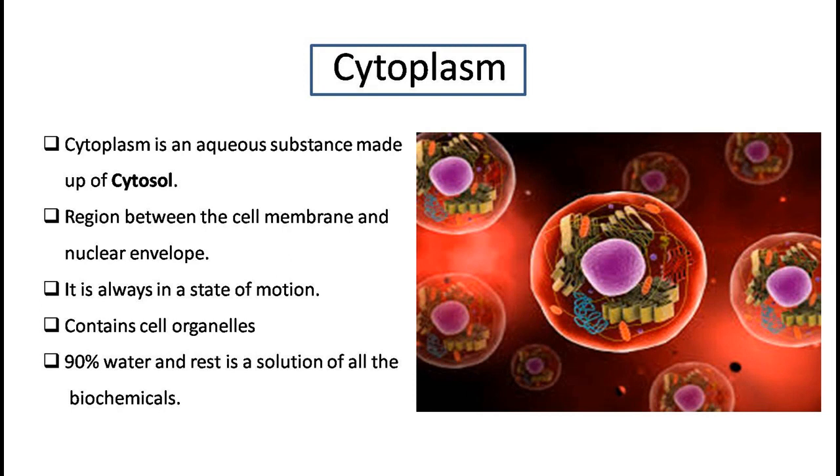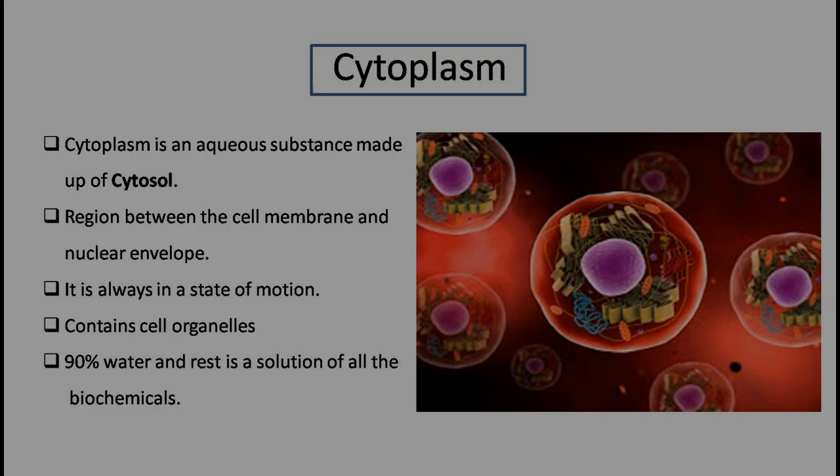It is an aqueous substance that is made up of cytosol. It is the part between the cell membrane and nuclear envelope, and it is always in a state of motion. It contains all the cell organelles that perform a variety of functions in a cell, and it is 90% water, and the rest is a solution of all the biochemicals important for life.